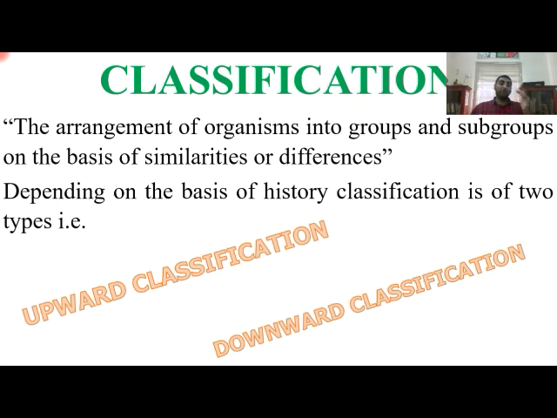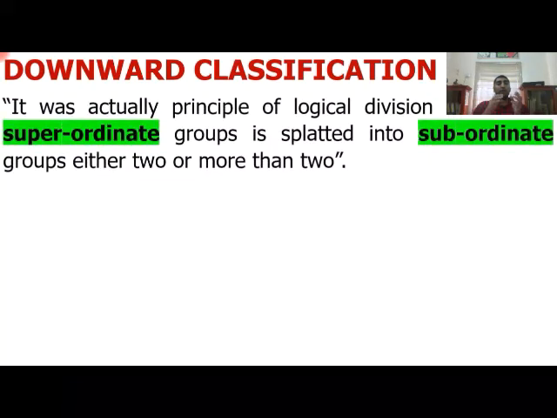So don't get confused. It's very simple. Upward classification means when we go from the bottom to the top, meaning when we start from subspecies to species, genus, and so on. So this is upward classification. And downward classification is when we start from the top, for example from domain, then kingdom, then phylum and class, and so on, down to the species and subspecies. So this is downward classification. Simply, in downward classification, on the basis of certain logical principles and divisions, a superordinate group is split into subordinate groups.